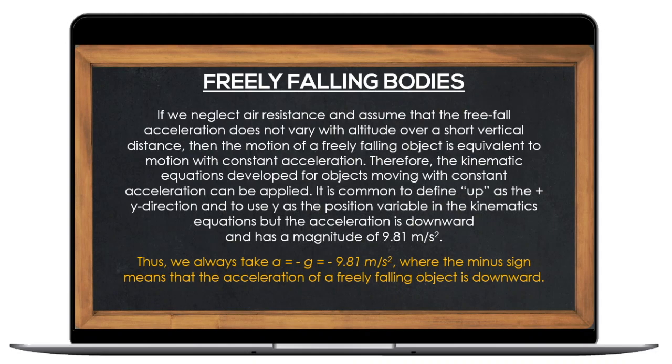Since we are moving along the y direction, we are to define up as the positive direction, so that we have a reference, and to use y as the position variable. In horizontal motion we used x; therefore, in vertical motion, we will use y. We take the acceleration a to be negative g, which is equal to negative 9.81 meters per second squared, where the minus sign means that the acceleration of a freely falling object is downward.